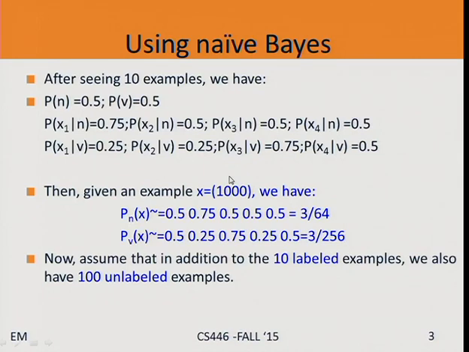Okay. So now let's assume that in addition to my 10 labeled examples, someone also gave me 100 examples that are not labeled. What do I do? Will this help me in any way? What do you think? Will it help? Will it not help? Intuitively, you want to say, well, of course it should help, you get more data, but it's not labeled. Any idea what you could do with it so that it helps?